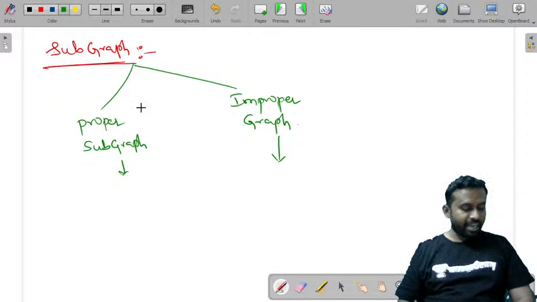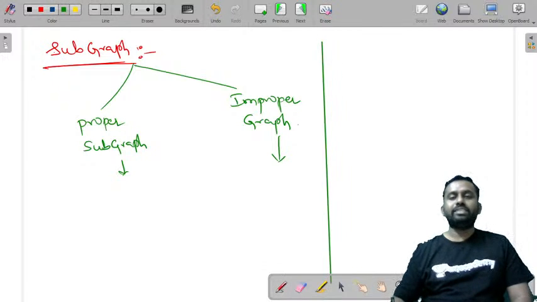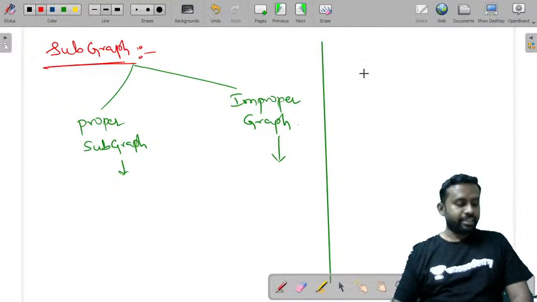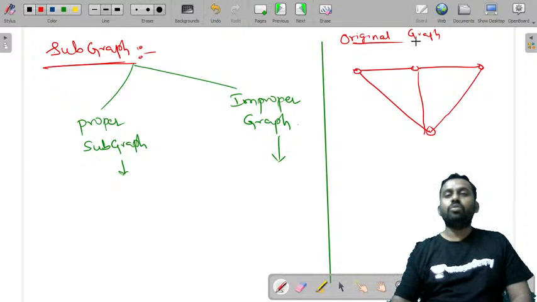A proper subgraph. In order to understand this, we need to take one example, so that you'll clearly understand. I'll take the same example that I have taken here. Let us say this is the graph, and this is the original graph.